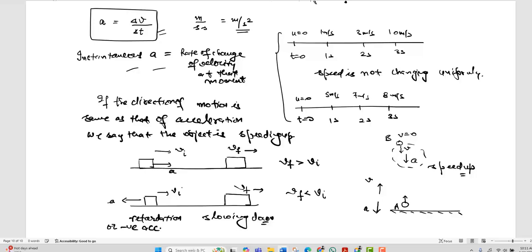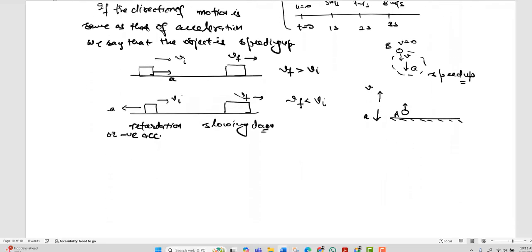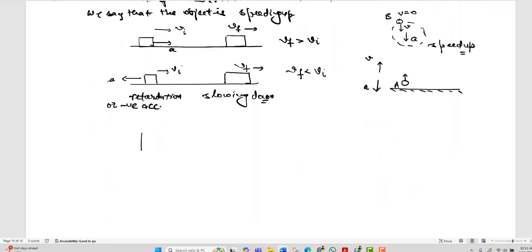Now we can also plot this situation on a graph. Last time we did the concept of uniform motion, and there I taught you the relation between position and time for a uniform motion. So what was the graph of position and time in uniform motion?